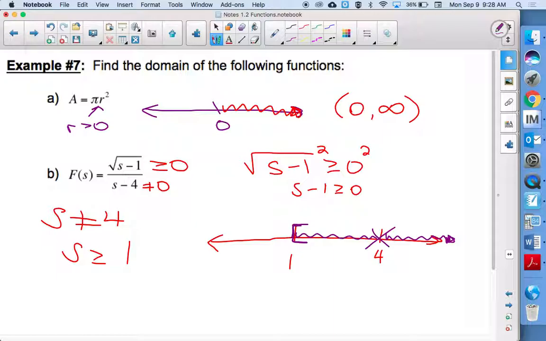So it can't be 4, I got that crossed off. It has to be greater than or equal to 1. So it has to start at 1 and then continue to infinity and beyond.